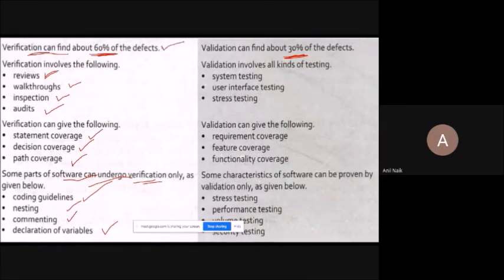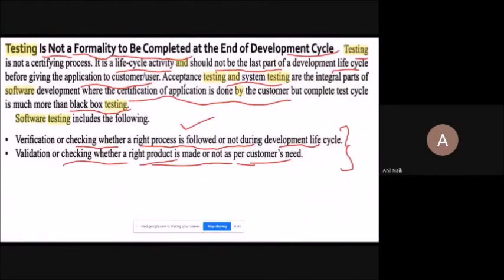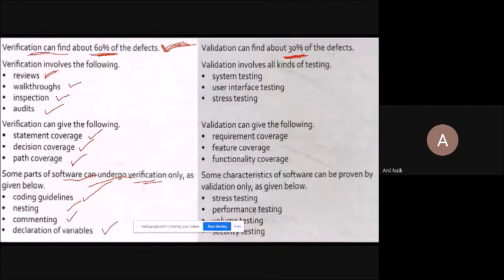In verification, we can cover around 60% of the defects we can find. Validation means you have to check whether the right product is made as per the customer. Validation covers 30% of the defects.